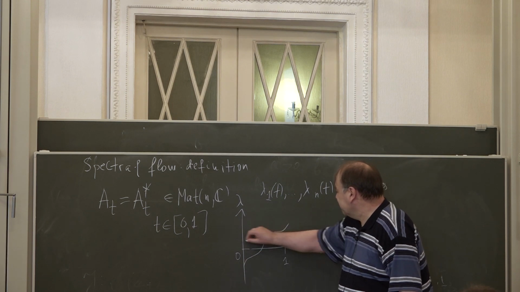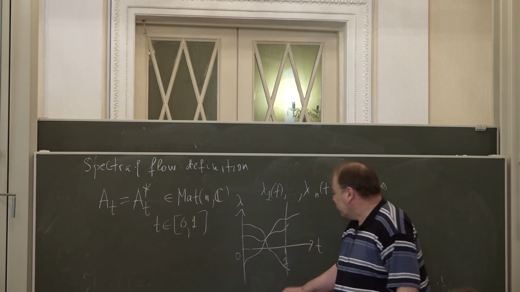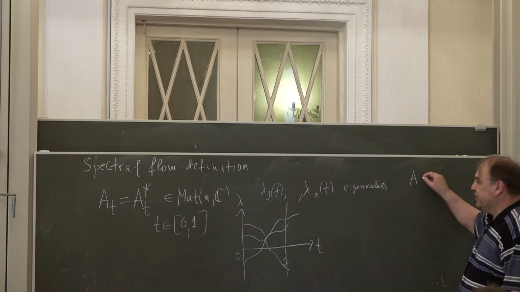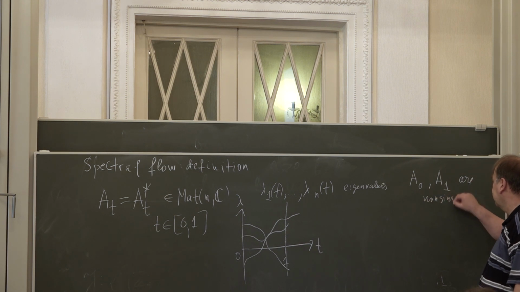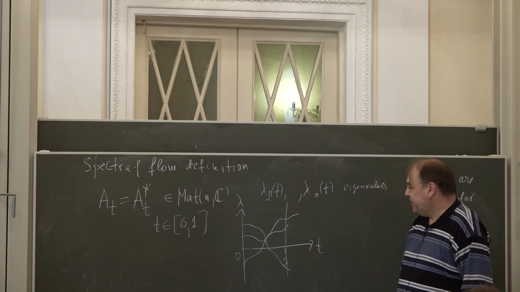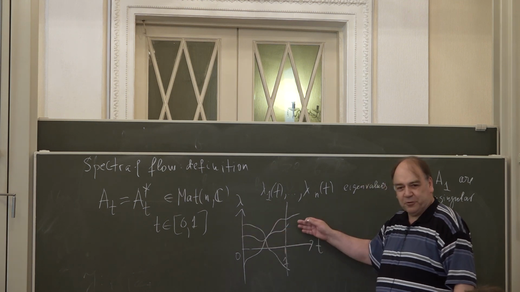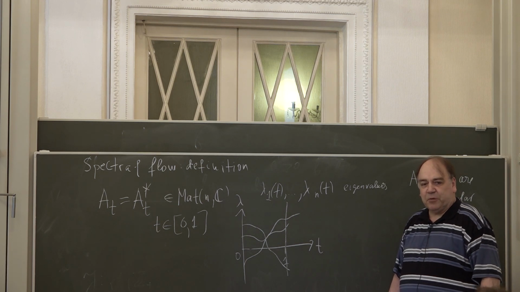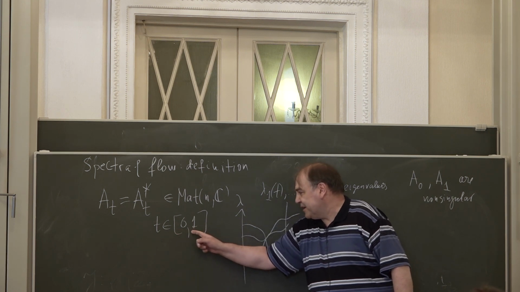Well, so each eigenvalue has its own trajectory. They may cross each other, but eventually, some of the eigenvalues cross zero level, maybe. Let's assume that A naught and A one are non-singular, that is, they have no zero eigenvalues. So then we can count the positive eigenvalues at t equal to 0, then count the positive eigenvalues at t equal to 1, subtract one number from another, and this will be the spectral flow. That is the net number of eigenvalues which cross the zero level in the course of this homotopy, as t varies from 0 to 1.